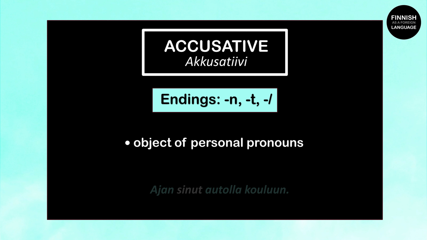Here's one example. Ajan sinut autolla kouluun means I'm driving you to school by car. So sinut is the accusative case of the pronoun sinä, which means you, singular. So the question is, who do I drive to school? I drive you to school by car, so that's why we say sinut here and use the accusative case. Ajan sinut autolla kouluun. I'm driving you to school by car.